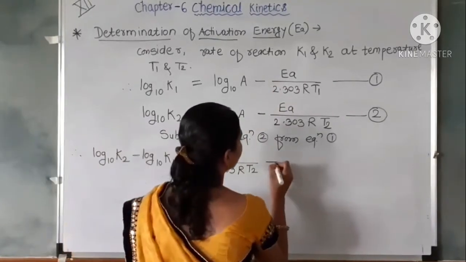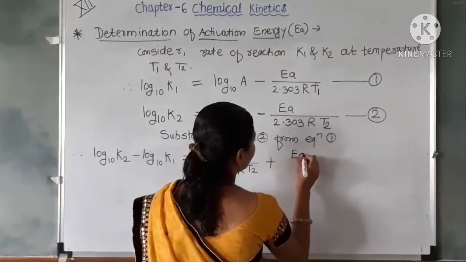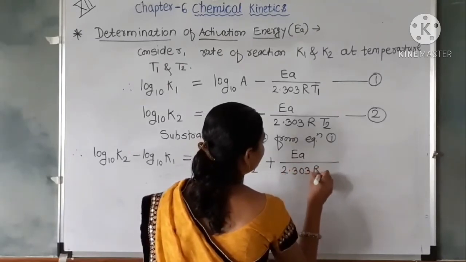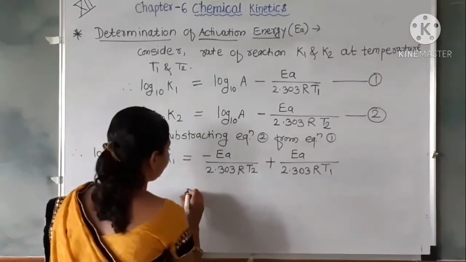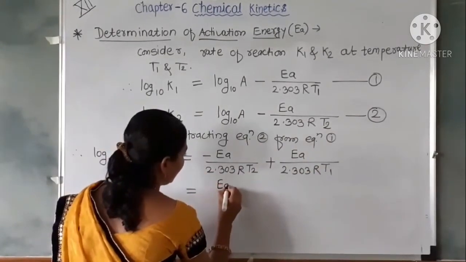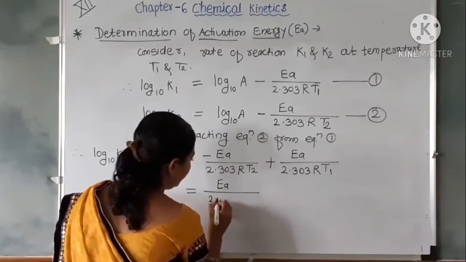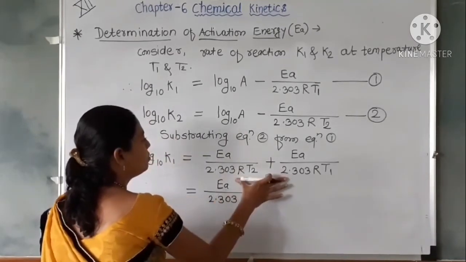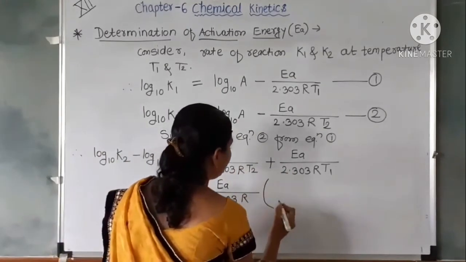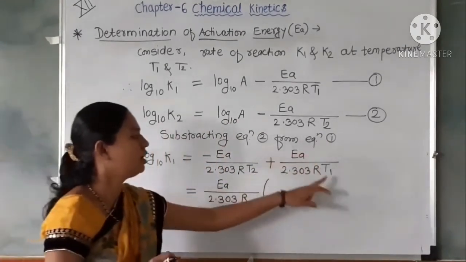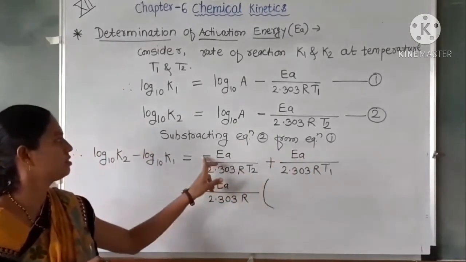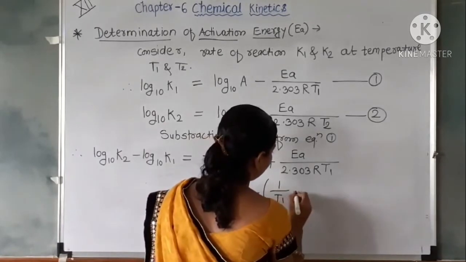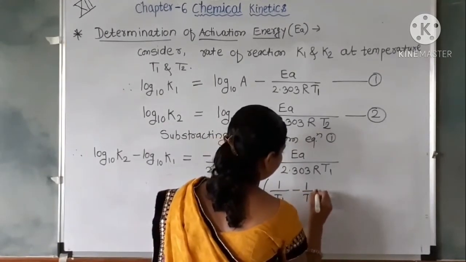Ea upon 2.303 R is a constant in both these terms. Therefore, in bracket, I write 1 upon T1 minus 1 upon T2.